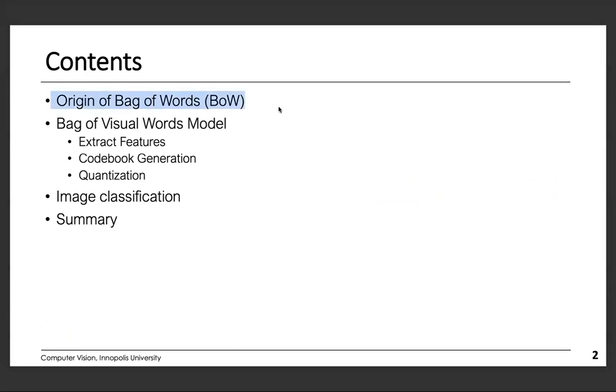From the contents of this lecture, we're going to be speaking a little bit about the origin of the concept of bag of words, which is something that comes from words, right? So natural language processing. And then we will go a little bit into what the bag of visual words model is, and what the different steps are that are taken in order to build it. And the final step would be the image classification, which is something that we have already seen, or something that we'll be building on top of what you have already seen with Professor Khan.